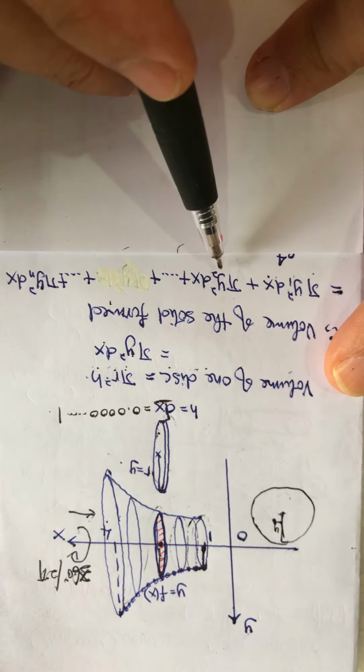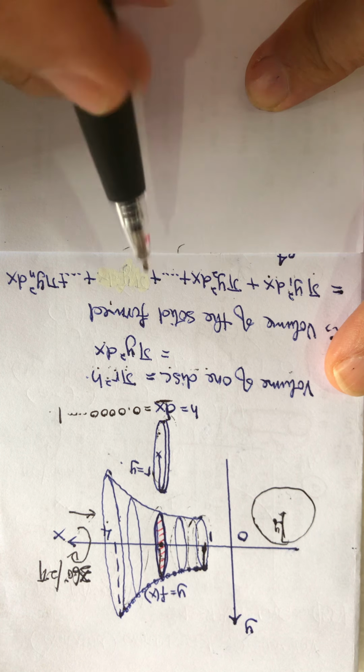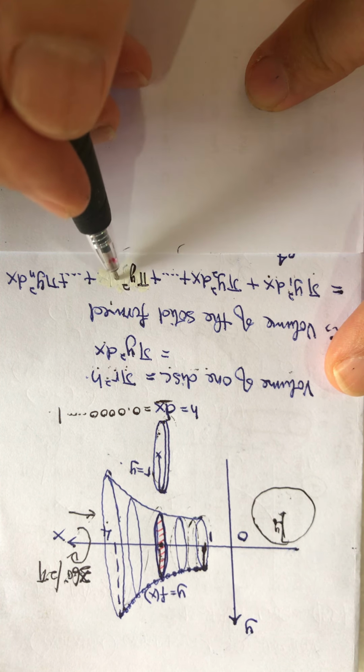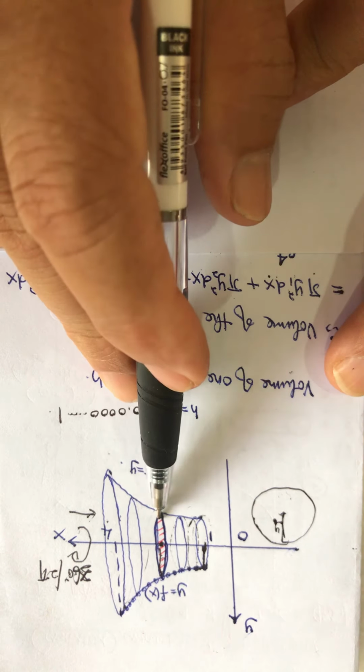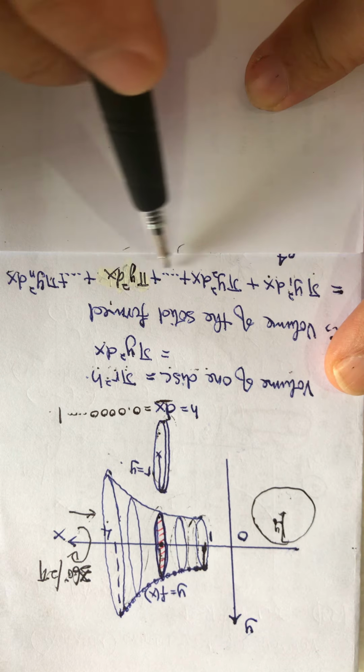So the radius is y, and the volume of this slice is pi y square dx. Then you have so many until here. This is pi y square dx, this is the general one. And then the last one will be pi yn square dx. So we have billions of them.